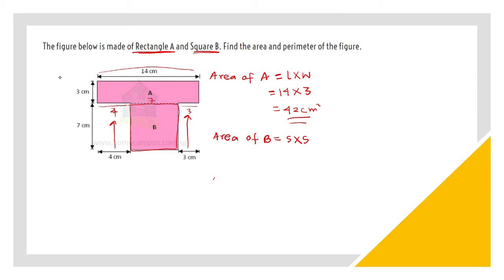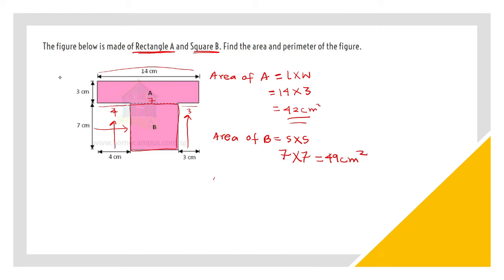So this side is the same as this one again, right? So our side should be 7. So 7 times 7 is your area of that figure B. That is our square. So 7 times 7 is 49, right? 49. You can say centimeters square. All right, 49 centimeters square.